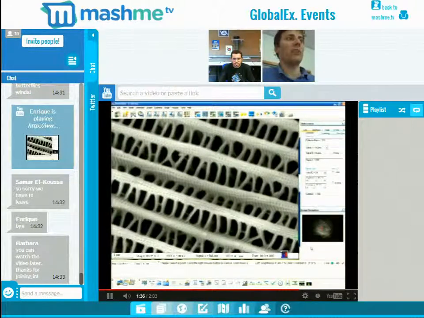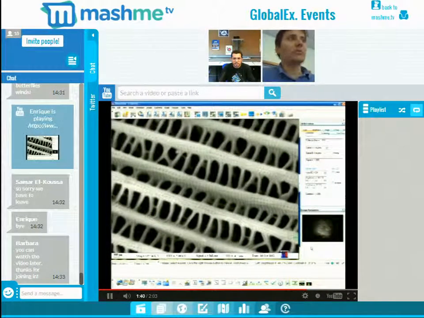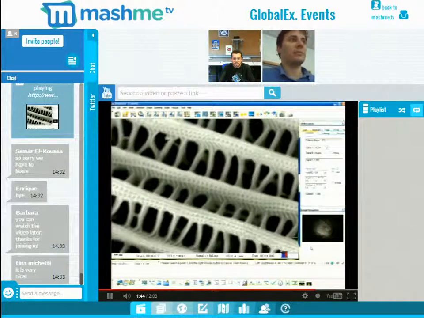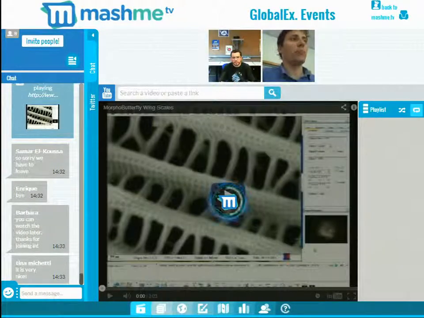Now we are zooming in even further, and these small layers you see, they are actually responsible for the blue color. And this is responsible for the color, okay.